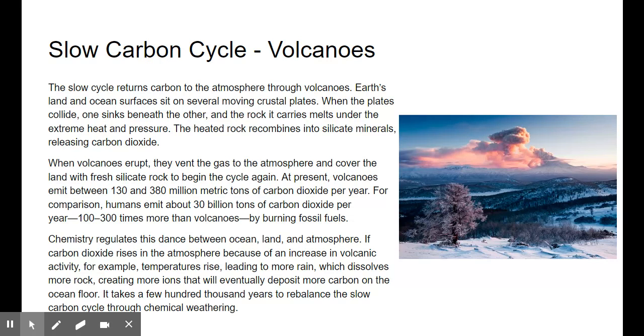For comparison, humans emit about 30 billion tons of carbon dioxide per year, 100 to 300 times more than volcanoes, by burning fossil fuels. Chemistry regulates this dance between ocean, land, and atmosphere. If carbon dioxide rises in the atmosphere because of an increase in volcanic activity, for example, temperatures rise, leading to more rain, which dissolves more rock, creating more ions that will eventually deposit more carbon on the ocean floor. It takes a few hundred thousand years to rebalance the slow carbon cycle through chemical weathering.